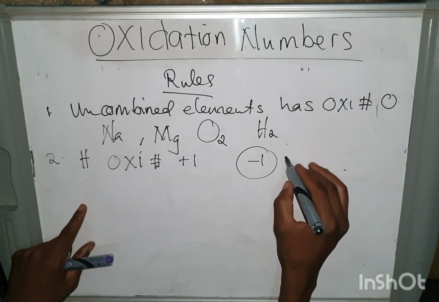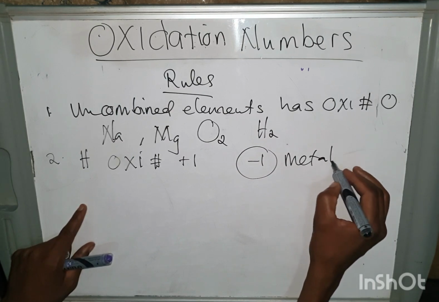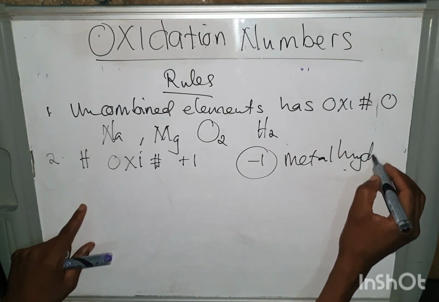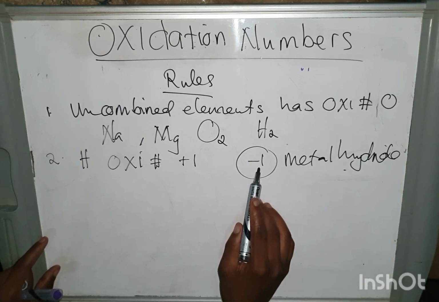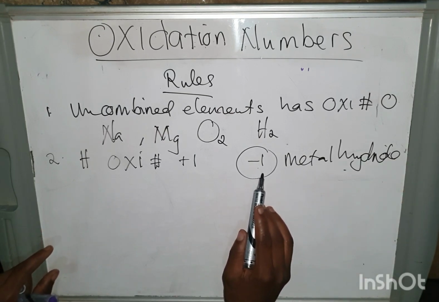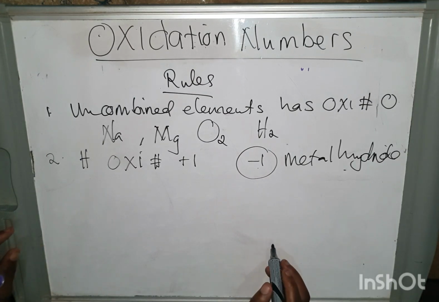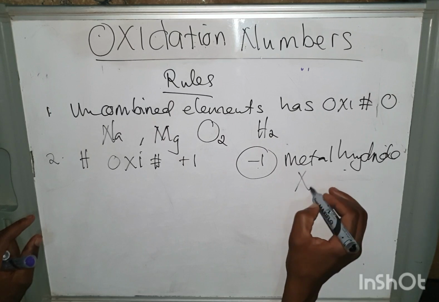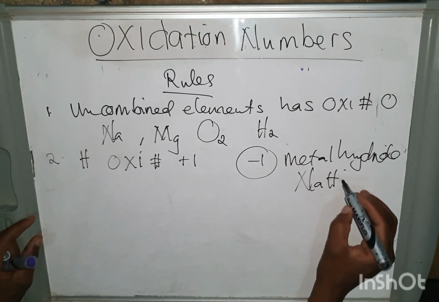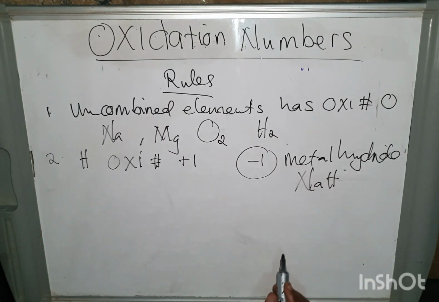So this occurs in metal hydride. In metal hydride, the oxidation number for hydrogen becomes negative 1. But in most cases, hydrogen has the oxidation number of positive 1. An example of a metal hydride is sodium hydride. Here the oxidation number becomes negative 1, but in most cases, it is positive 1.